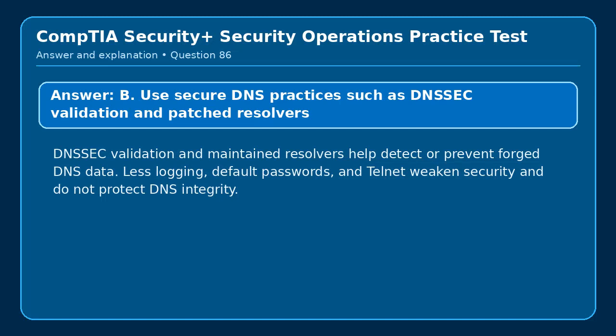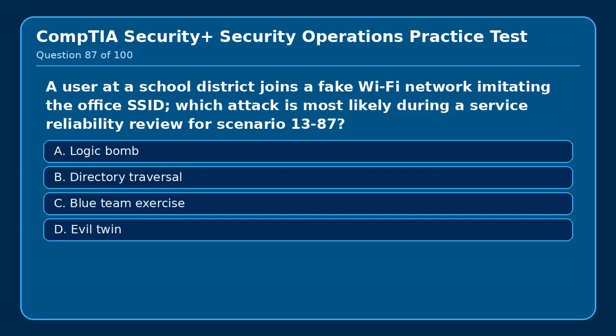The answer is A. Image the system from trusted media after preserving evidence. Root-like persistence can hide from normal tools, so trusted imaging provides a cleaner recovery path. Self-cleaning from the infected OS, antivirus exclusions, and extra privileges increase risk.